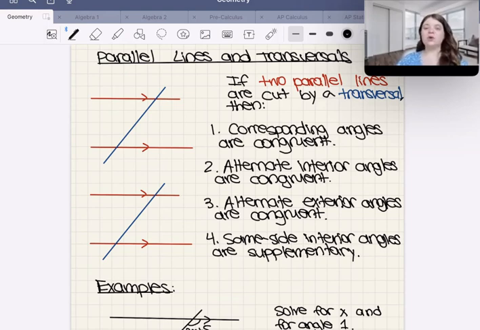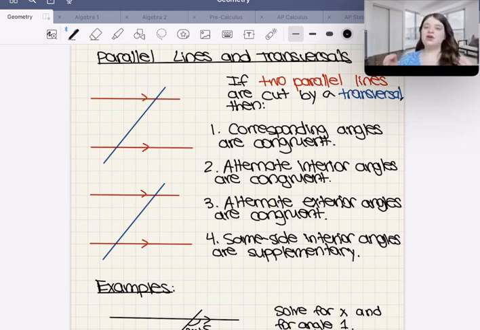Okay, so if two parallel lines are cut by a transversal, then the corresponding angles are congruent, alternate interior angles are congruent, alternate exterior angles are congruent, and same side interiors are supplementary. So let's break each one of those down.